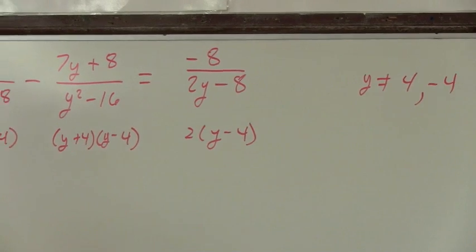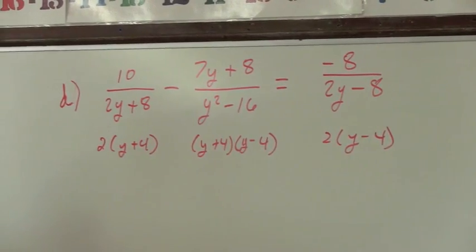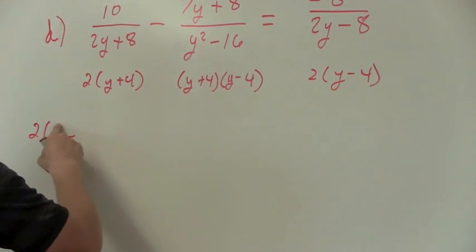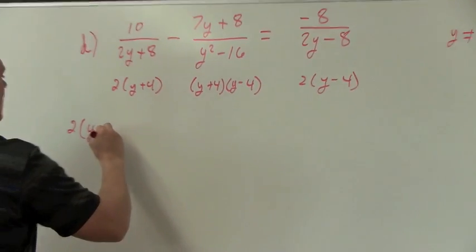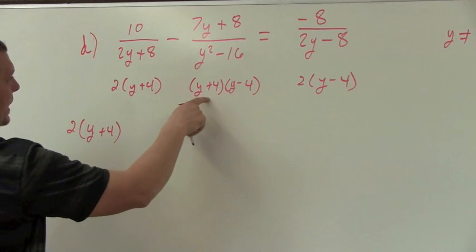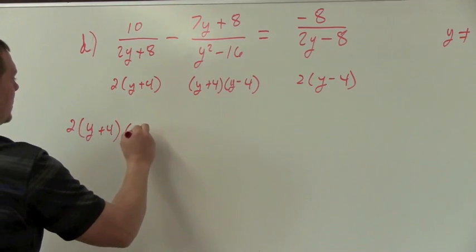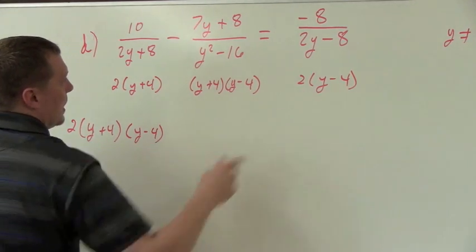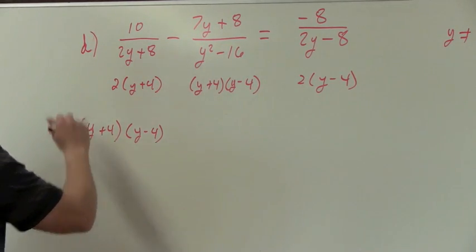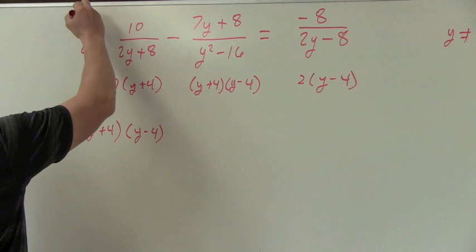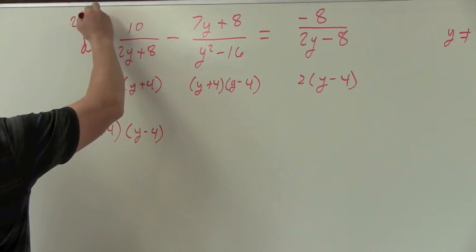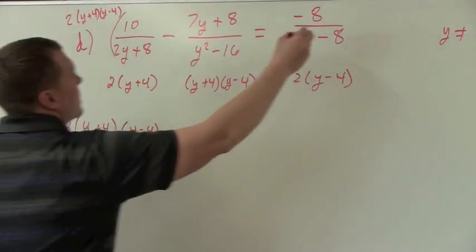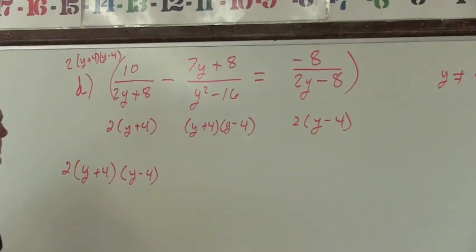So from there, we need to find our common denominator. Our common denominator here, we need a 2. We need a y plus 4. We already have that. We need a y minus 4. We already have the 2, and we already have that. So our common denominator is this. So basically, we're going to take this whole thing and times it by this to get rid of the denominators.